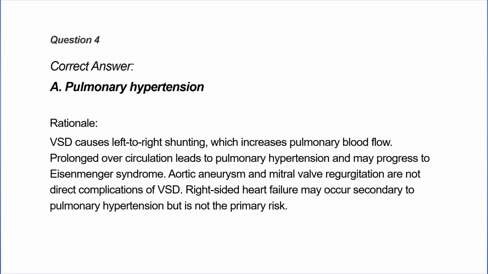Pulmonary hypertension. Rationale: VSD causes left-to-right shunting, which increases pulmonary blood flow. Prolonged overcirculation leads to pulmonary hypertension and may progress to Eisenmenger syndrome. Aortic aneurysm and mitral valve regurgitation are not direct complications of VSD. Right-sided heart failure may occur secondary to pulmonary hypertension but is not the primary risk.